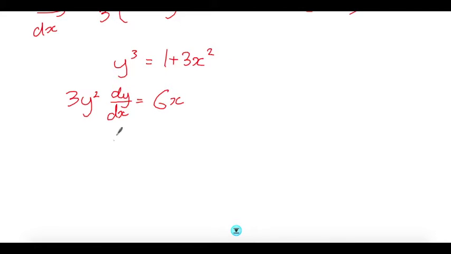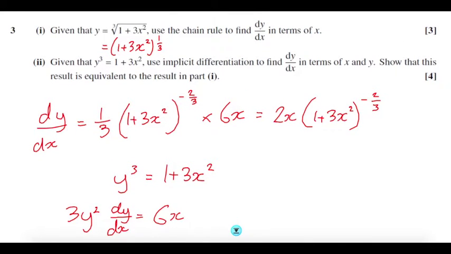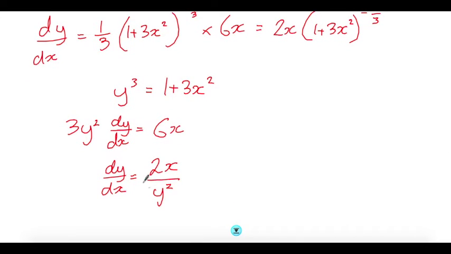Okay, so to get dy by dx on its own, we've just got to divide by 3y squared. So 6x over 3y squared, the 6 and the 3 will cancel out to 2x over y squared, which is a much nicer expression. Right, now the horrible bit, we want to show these two things are equivalent. It's up to you which side you work from. I would say, given that we know y is the cube root of 1 plus 3x squared, let's sub that into here.